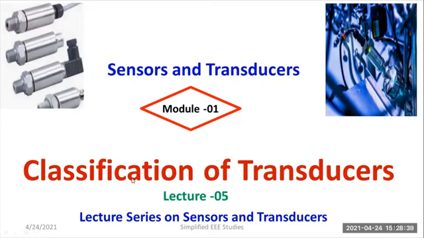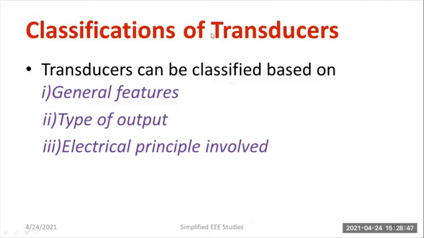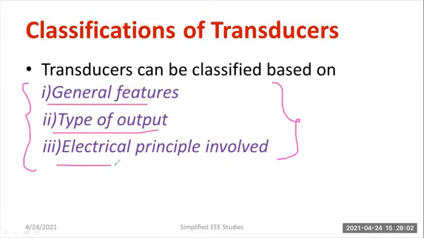Dear all, in this video I'll be discussing the classification of transducers. How do we classify the transducers? As far as the classification of transducers is concerned, we have to follow mainly three criteria. It can be classified based on general features, types of output, and electrical principle involved. And a few more criteria also will be there.